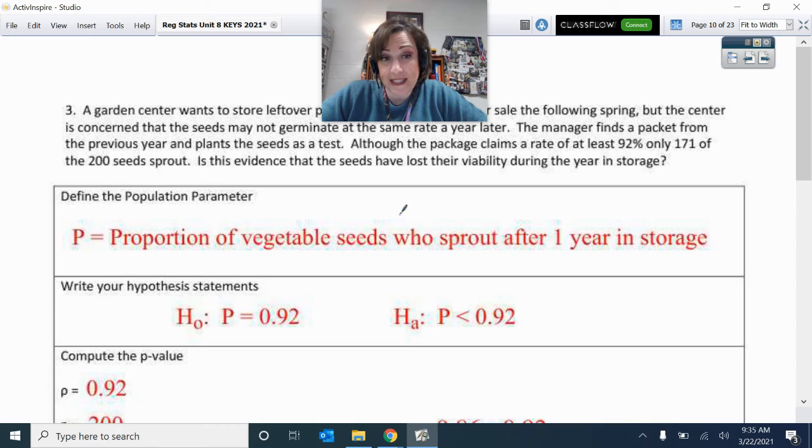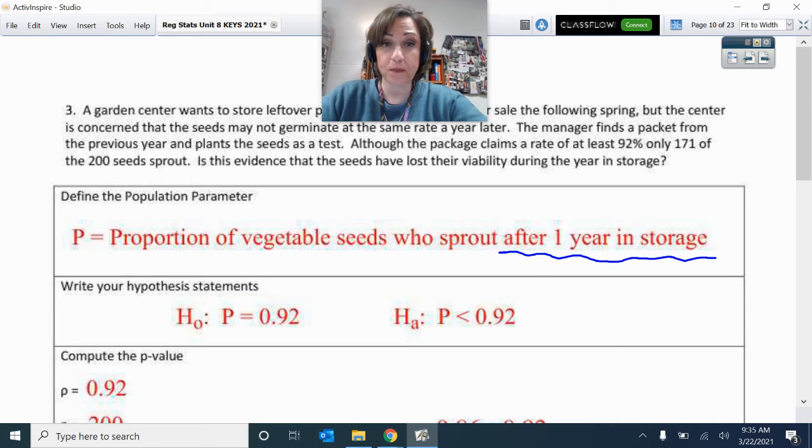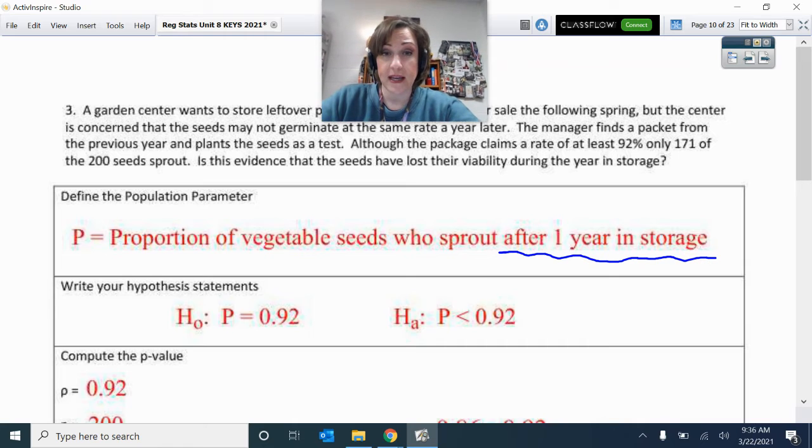All right, so this is seeing the proportion of seeds that are still going to sprout after spending 1 year in storage. Remember we're supposed to have that treatment or the effect that we think may be causing an effect in that parameter. So P equals the proportion of vegetable seeds which sprout after 1 year in storage. If they were fresh, then they would be sprouting at this rate, 92%. But they suspect that, does it say something?